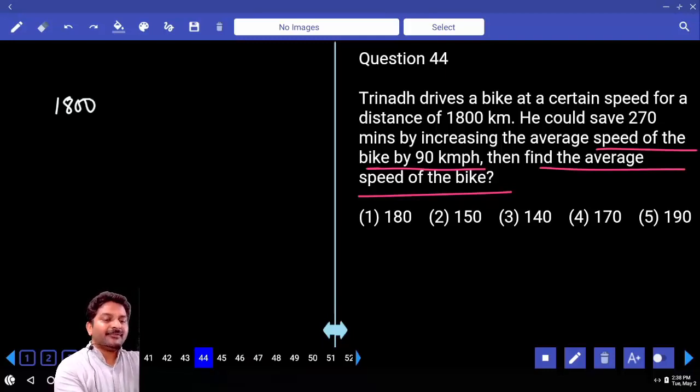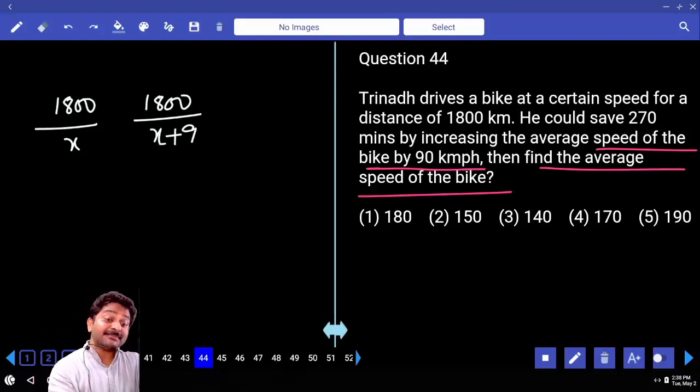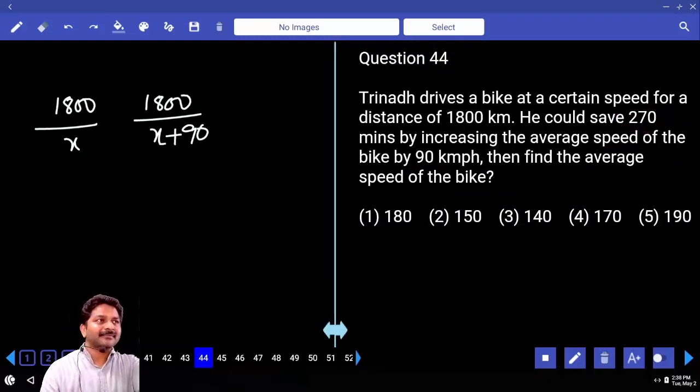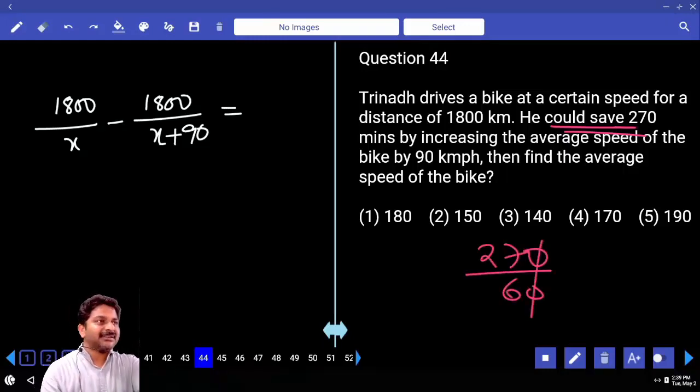1800 kilometers. With usual speed, let it be x. Now the same 1800 kilometers driving with this increased speed, speed increased by 90. So x plus 90. And they said 270 minutes. What is this 270? 270 minutes time. He could save, they said. Does save mean difference? Come on. And the difference is equal to 270 minutes. Let me convert minutes to hours, which is 4.5.